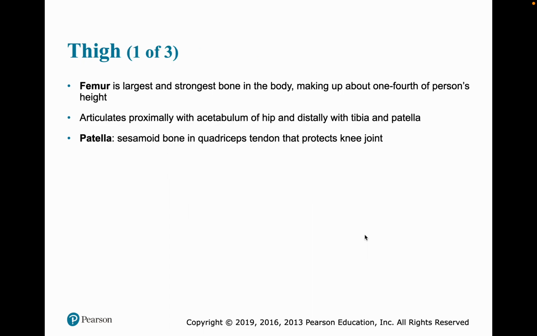So the thigh is made up of the femur bone. It's the largest and strongest bone in the body. It makes up about a quarter of a person's height. So if you know the length of a femur, you can multiply that by 4 and get an approximation of a person's height. It articulates proximally with the acetabulum to form the hip joint, and distally it articulates with the tibia and the kneecap, the patella. And that patella, again, is a sesamoid bone in the quadriceps tendon that helps protect the knee joint.